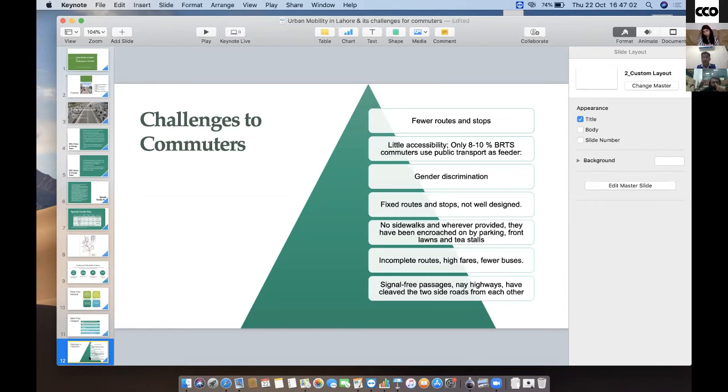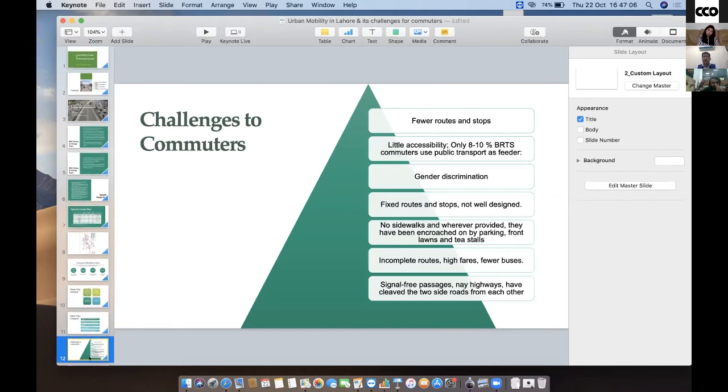at all segments. We have to discourage signal-free corridors, which have basically bisected our main arteries like Firozpur Road, even Main Boulevard Gulberg, and Jail Road for that matter. From one side to the other side, even the courier guy cannot deliver a parcel because the traffic is so fast, and it's almost impossible to cross the road.